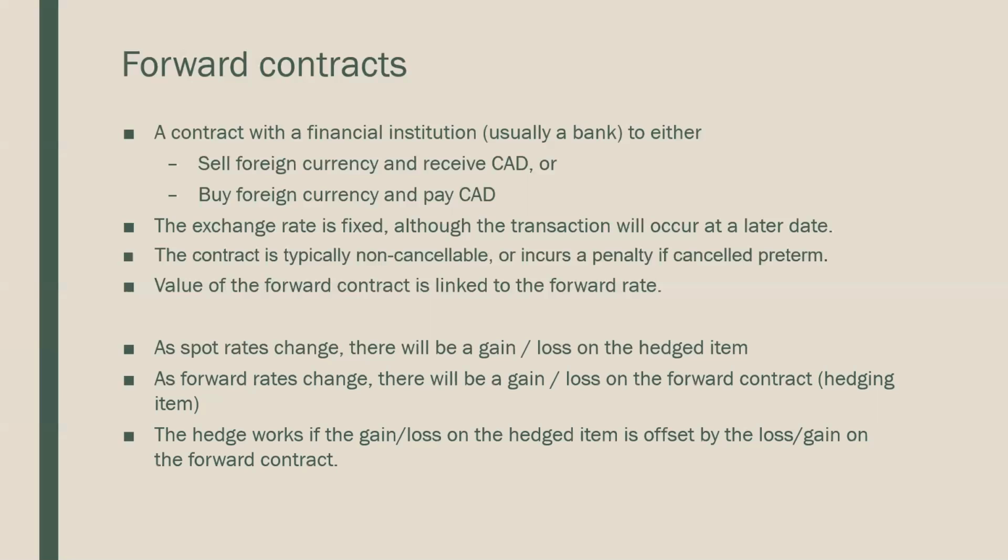Now, the hedge will work if the gain or loss on the hedged item is offset by a corresponding loss or gain on the forward contract. So if you have a gain on a hedged item, you should have a loss on the forward contract. And so the idea is the overall impact of the movement of the exchange rates is canceled out by having a hedged item that is impacted in an opposite direction to the hedging instrument.